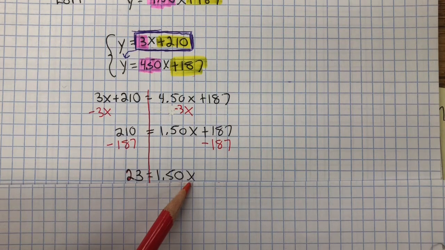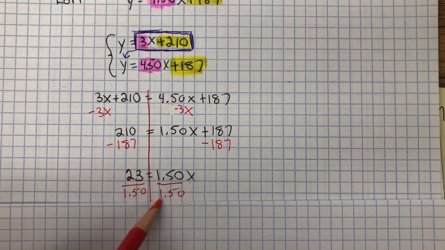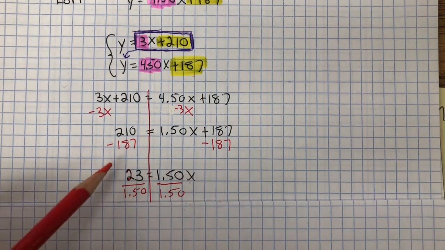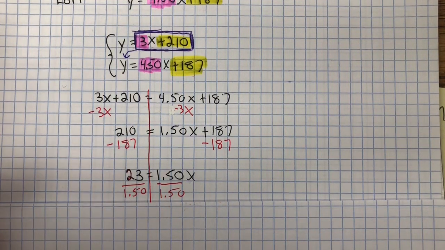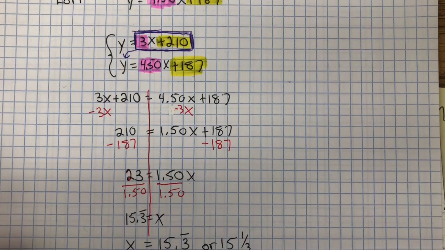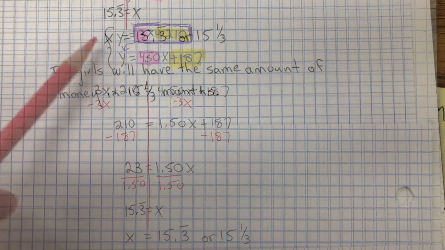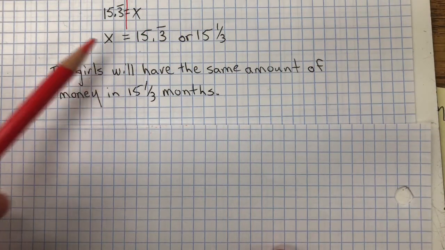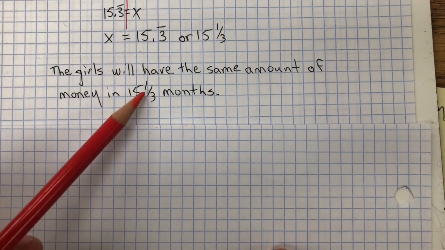Now we have multiplication. Inverse property of multiplication is division. So we're going to divide both sides by $1.50. Created a big 1. 1 multiplied by x is x. And what you do to one side, you do to the other. So 23 divided by $1.50 equals 15.3 repeating, or 15 1/3. Since x represents the number of months and we set the two equations equal to each other, the girls will have the same amount of money in 15 1/3 months.